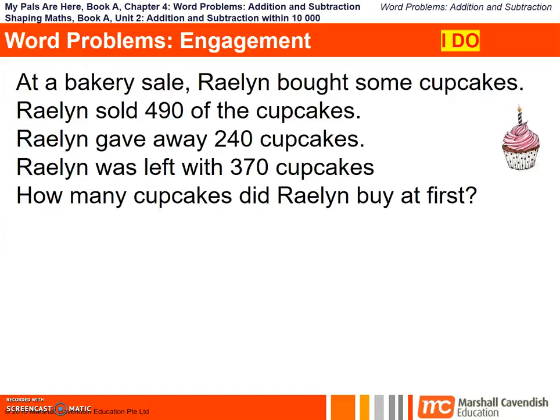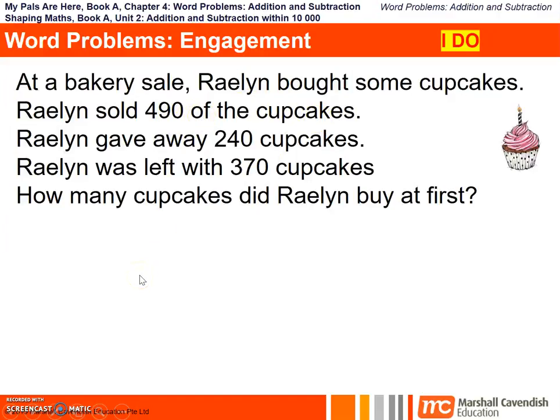Okay, so that was our first reading, just to give us a gist and understanding of what the story is about. Now we are going to go for our second reading, and in our second reading we are going to isolate all the important information and we are going to underline and circle them. So remember to underline the keywords and to circle the key values, the key numbers. Alright, let's start again. At a bakery sale, Raylene bought some cupcakes. Raylene sold 490 of the cupcakes.